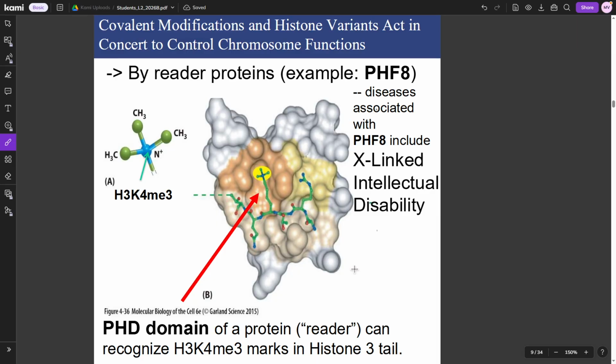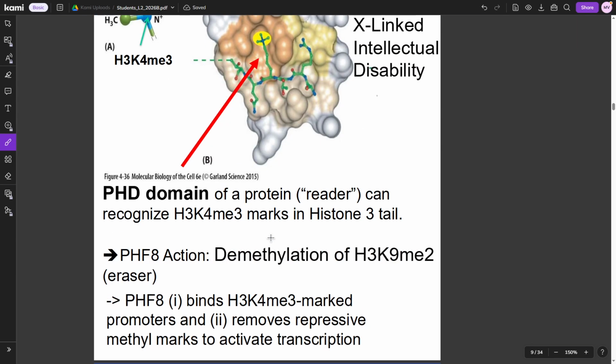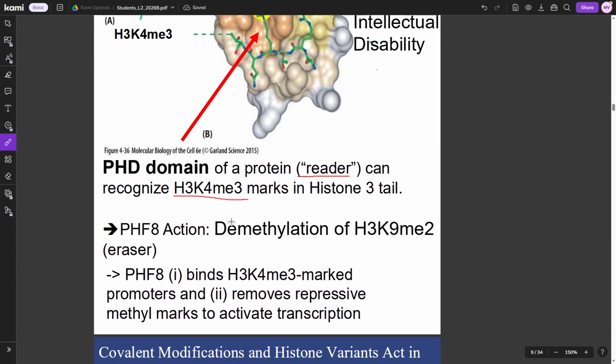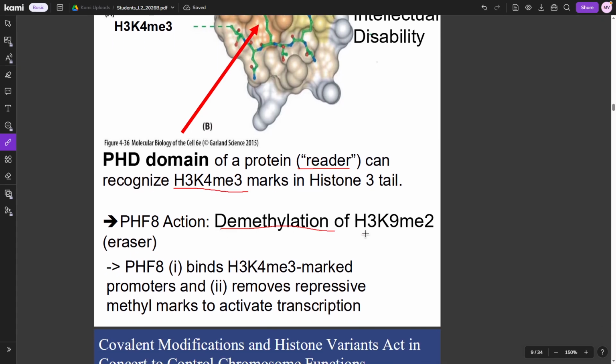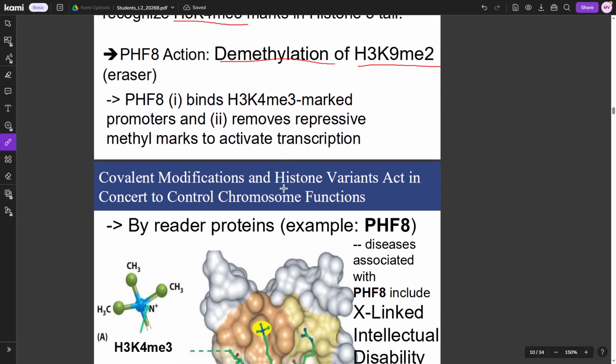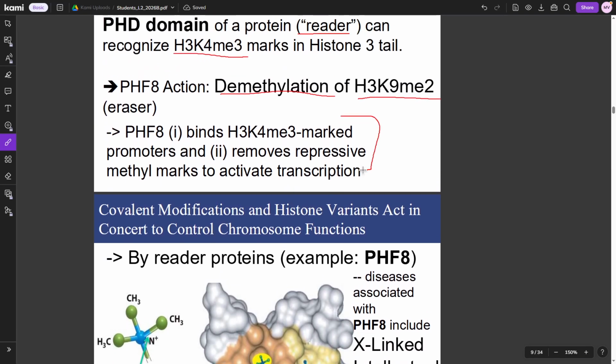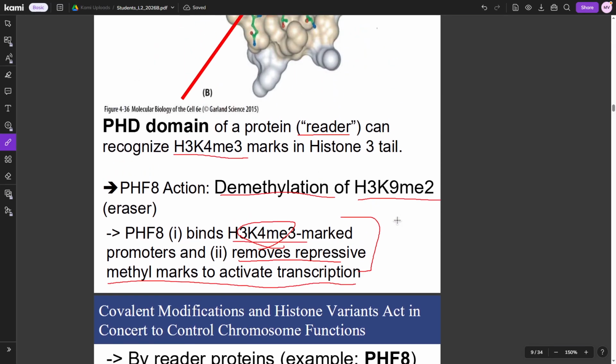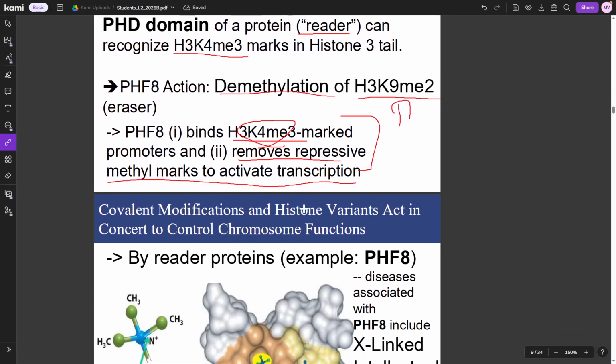Here's an example of a protein, PHF8. Remember, it's both a reader and an eraser. So it reads H3K4me3, and then it demethylates H3K9me2. So it reads the me3 and demethylates the K9me2. So it's both a reader and an eraser. Here's a bit more on that: it binds to the marked promoter and removes the repressive methyl marks to activate transcription. So it promotes transcription by binding to this, removing this repressive methylation or dimethylation, and promoting transcription.